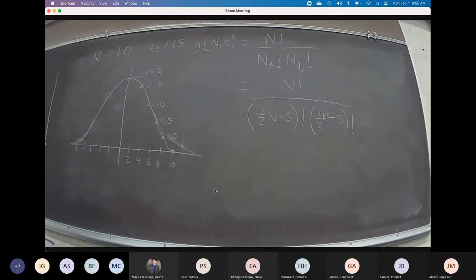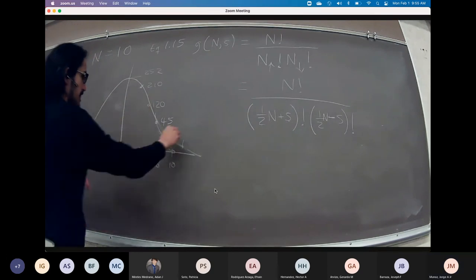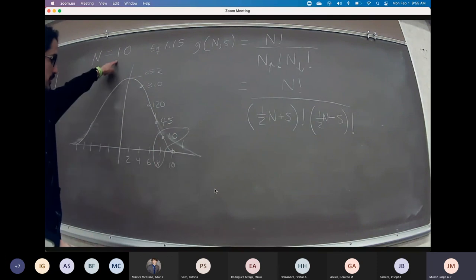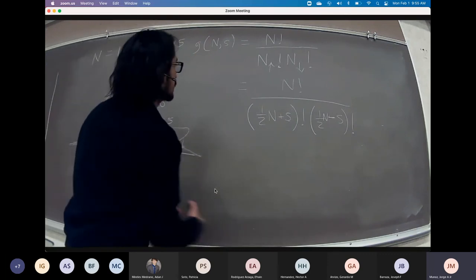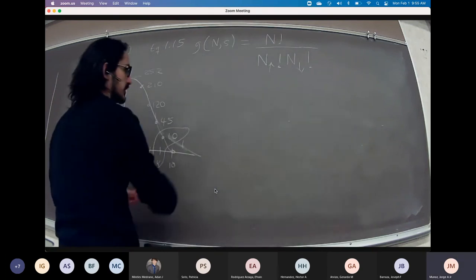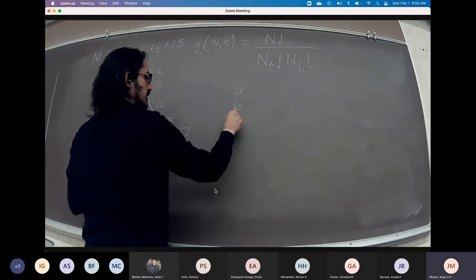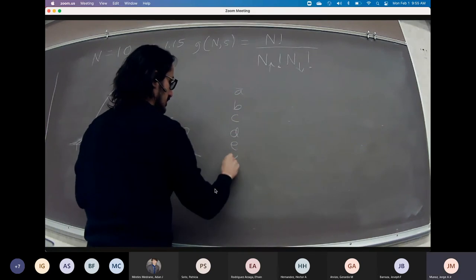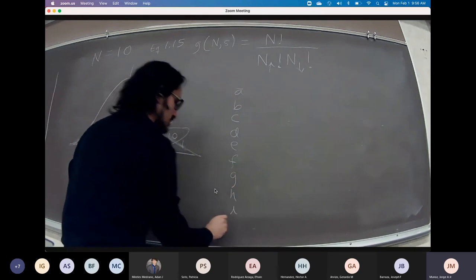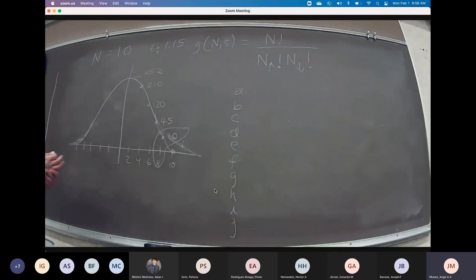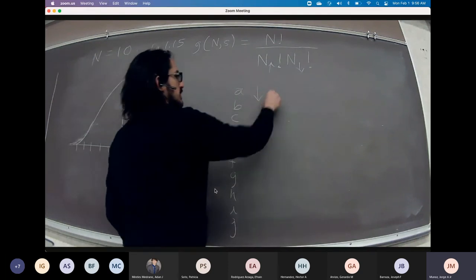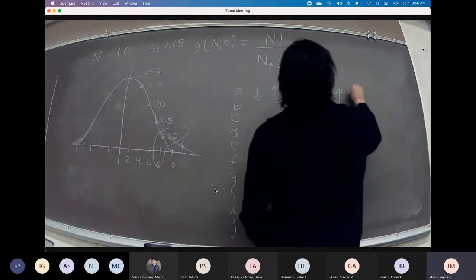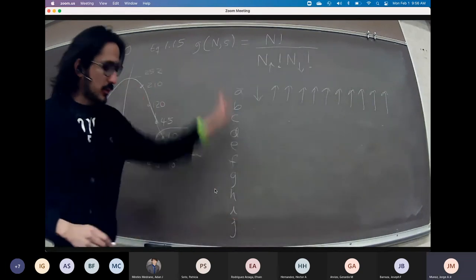So I'm not going to draw figure 2.2, but you should look at it. So you have the case for N equals 10 and spin excess equals 8. They divide all the cases, there's 10 of them. So they just have letters to label them from A to J. And the first one, you have spin down and then 9 spins up, and so on.